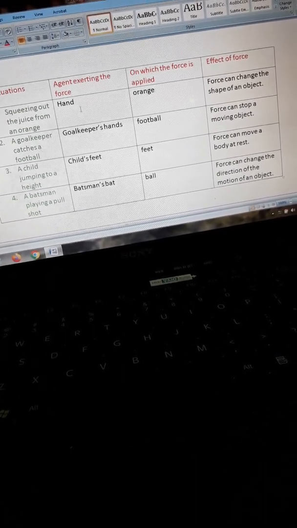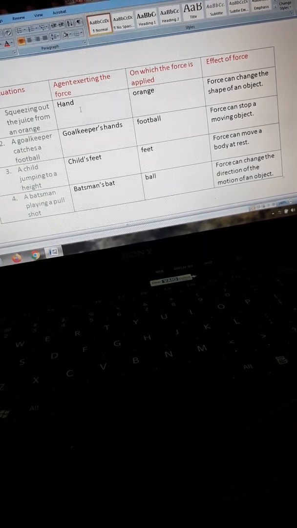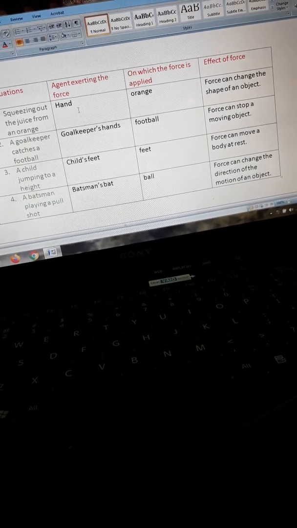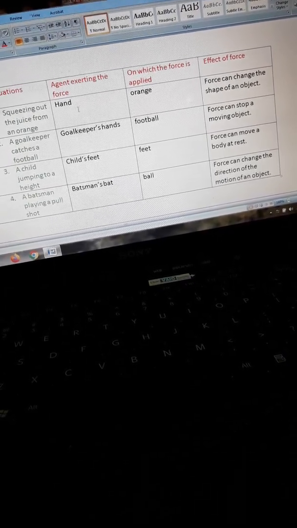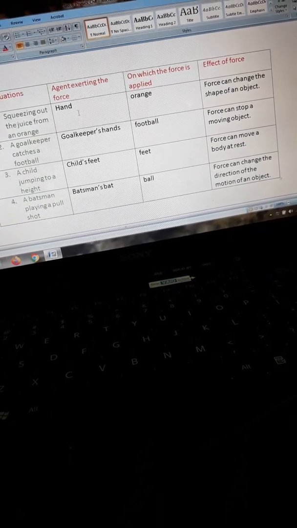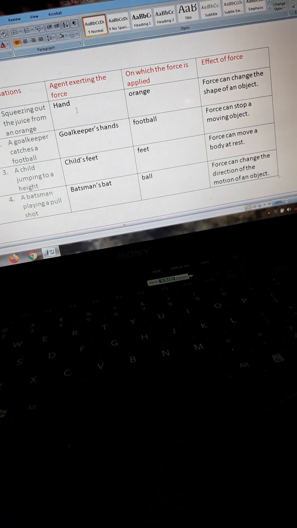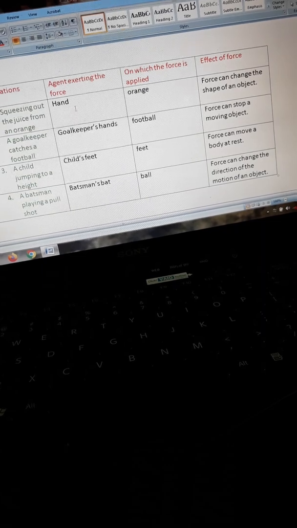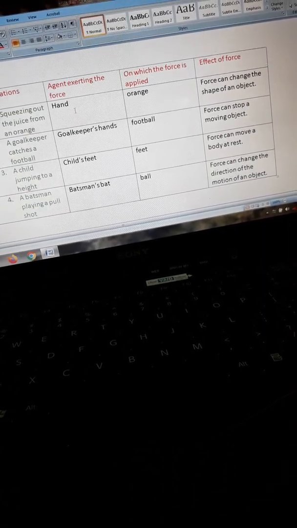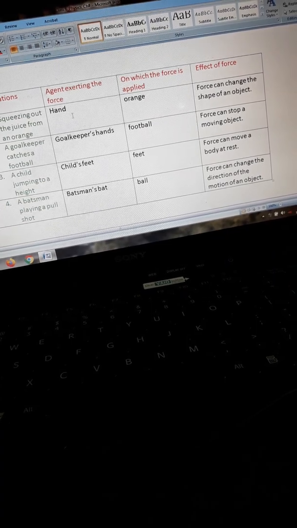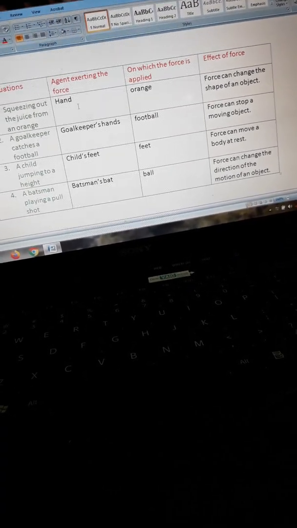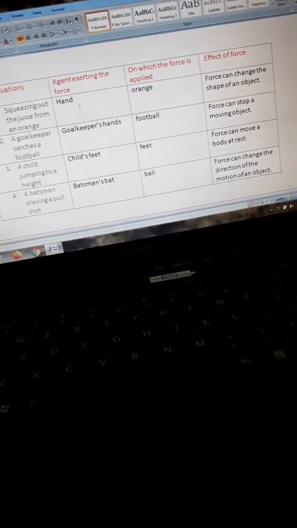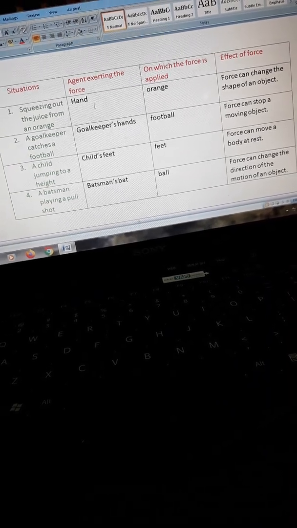Situation number 3, a child jumping to a height. The child applies a force on their feet, and that force is applied on their feet, and force can move a body at rest. Number 4, a batsman playing a pull shot. The batsman's bat applies a force on the ball, and force can change the direction of the motion of an object. So these are the effects of force, the object on which the force is applied, and the agent exerting the force. Like this, you make a table and do it this way.